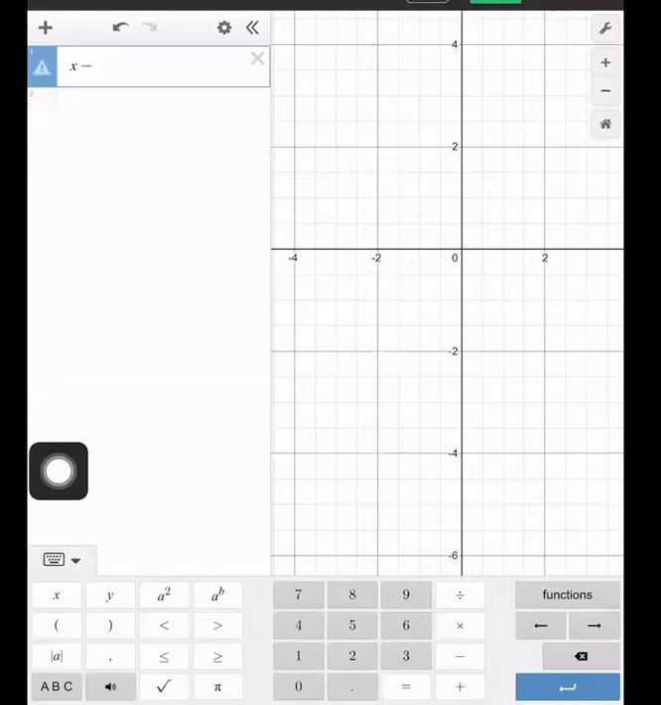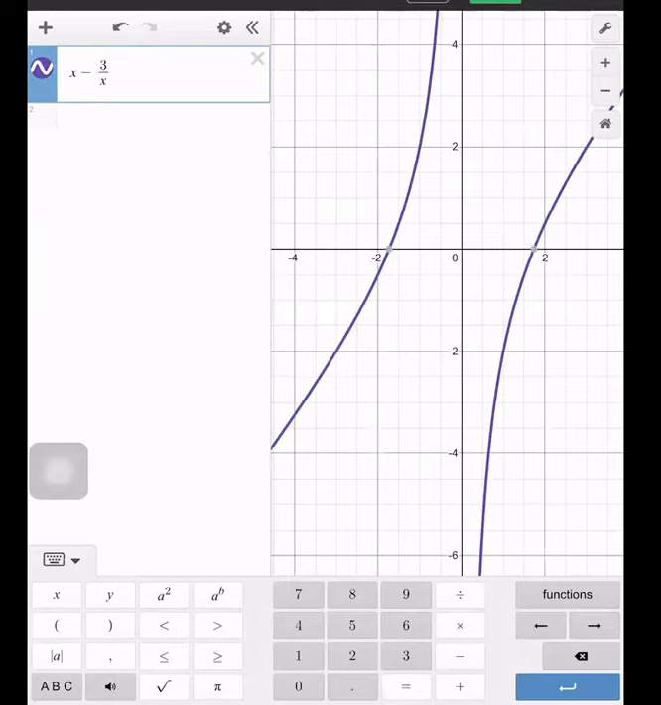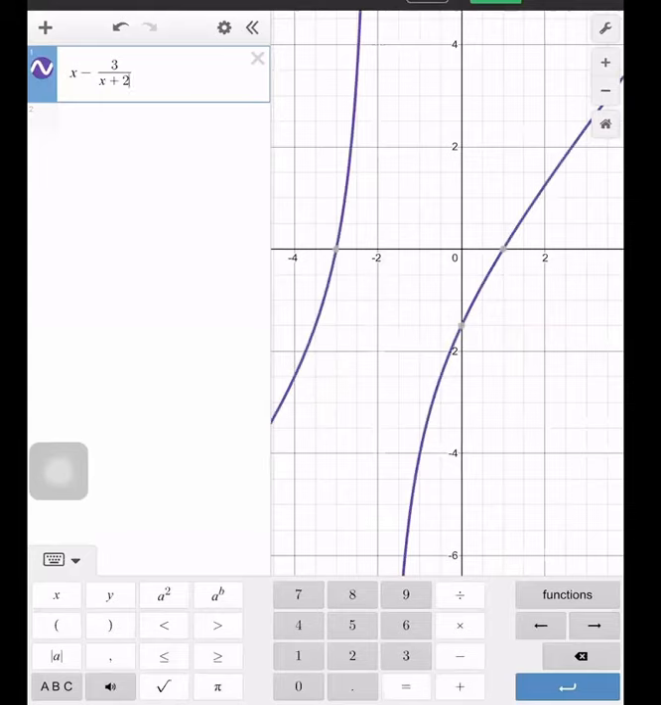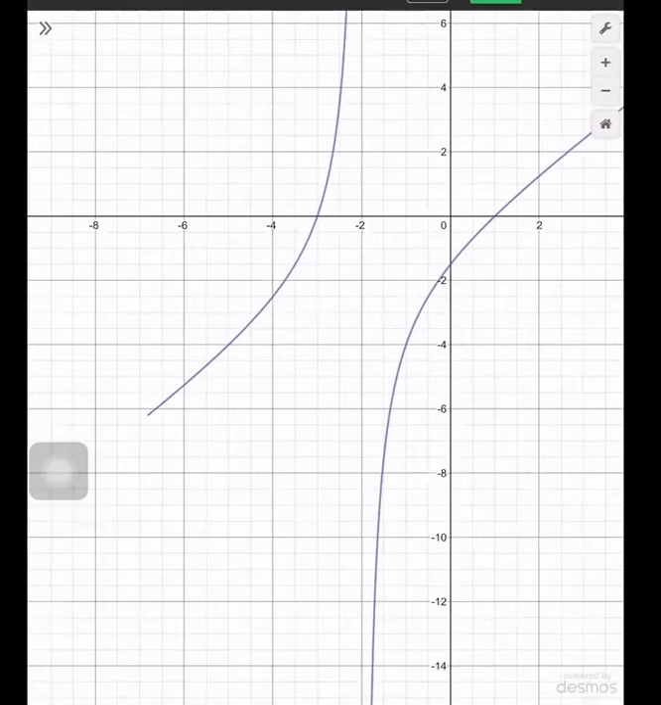Russell, can you read the function for me? x minus 3 over what, boy? x minus 3 over x plus 2. x plus 2. So let's look at the graph now and see.